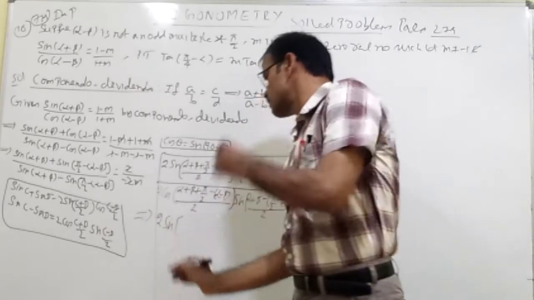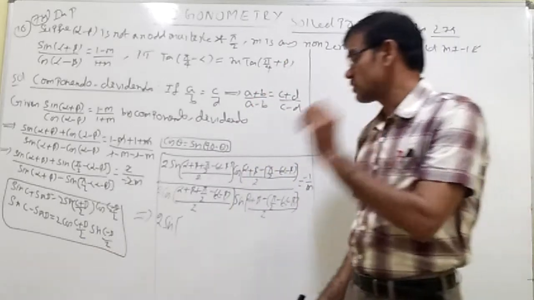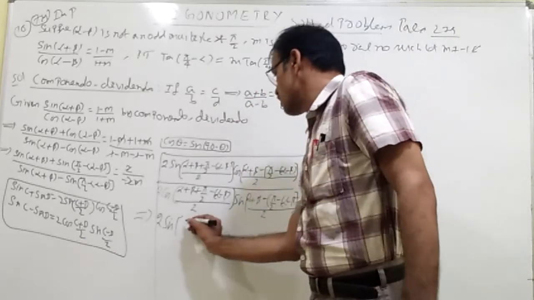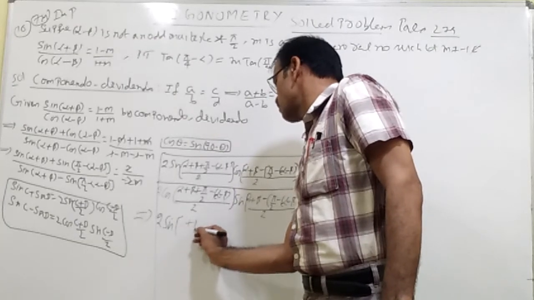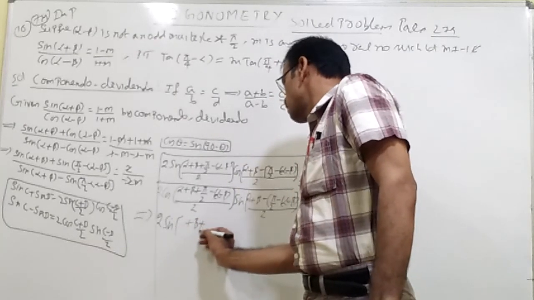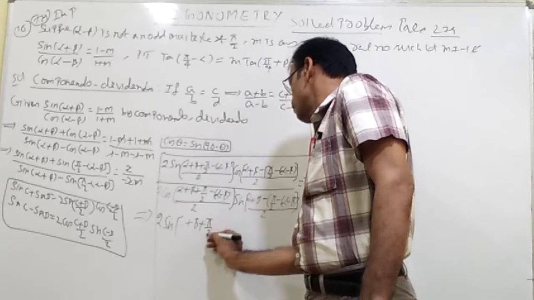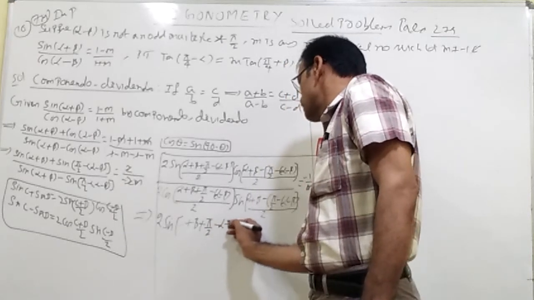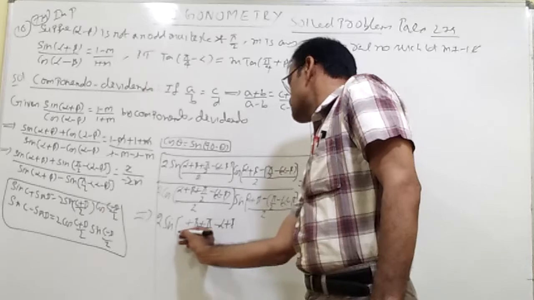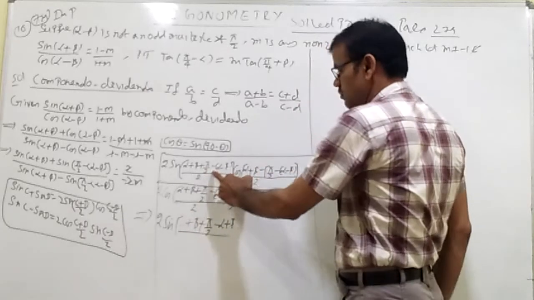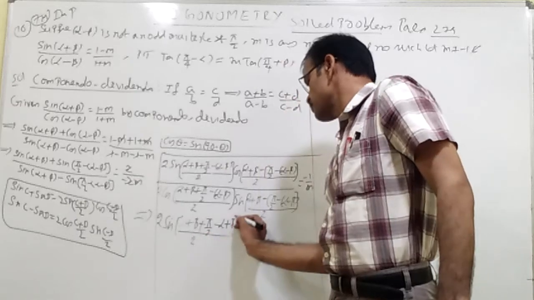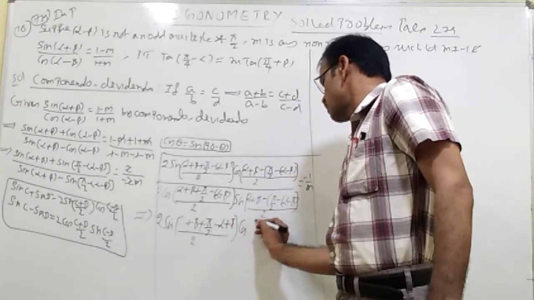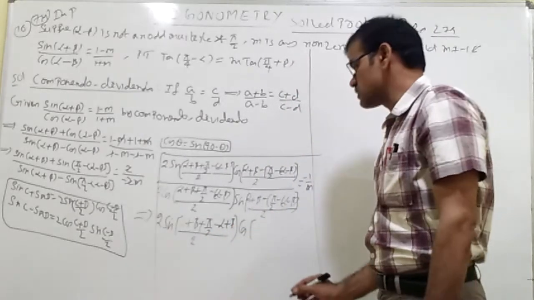You should take care of this step. Directly I can write it, but you should not get confused, that is why I am writing slowly. Try to understand like this. This is alpha plus beta plus pi by 2 minus alpha plus beta, alpha plus beta, here plus pi by 2 minus alpha, minus of minus becomes plus beta, whole by 2, into cos of alpha plus beta.